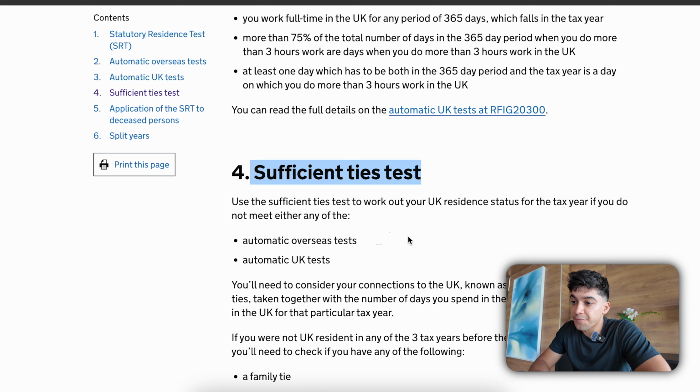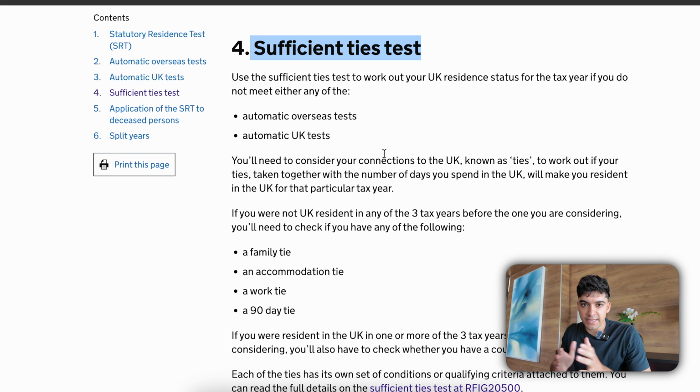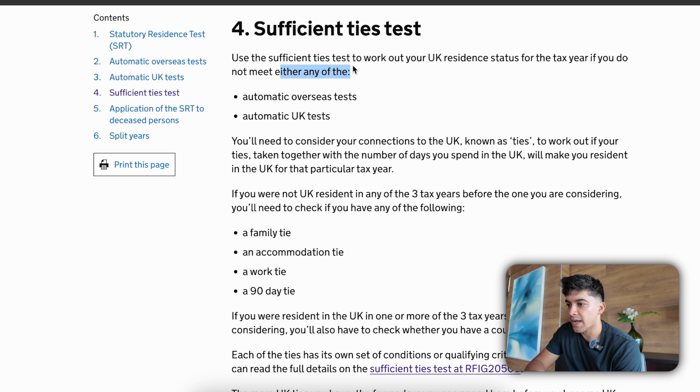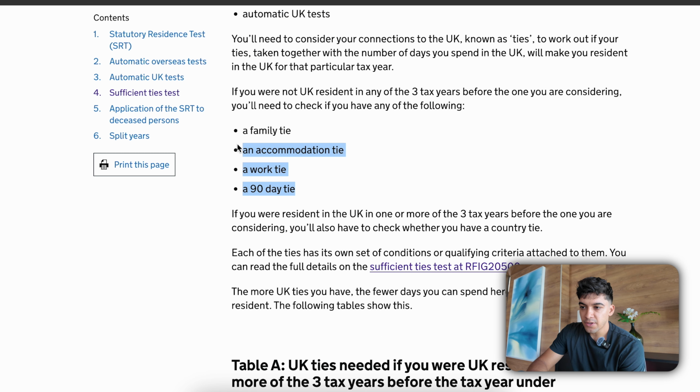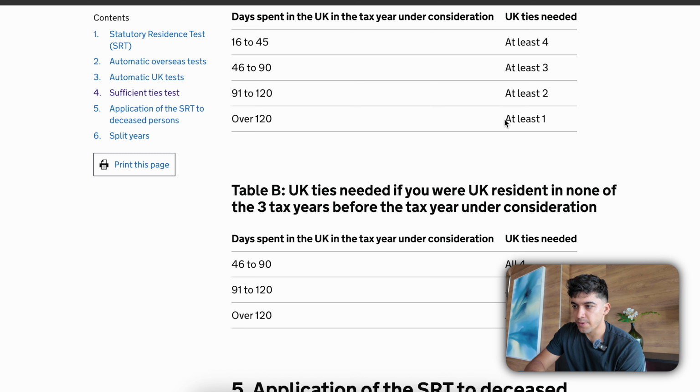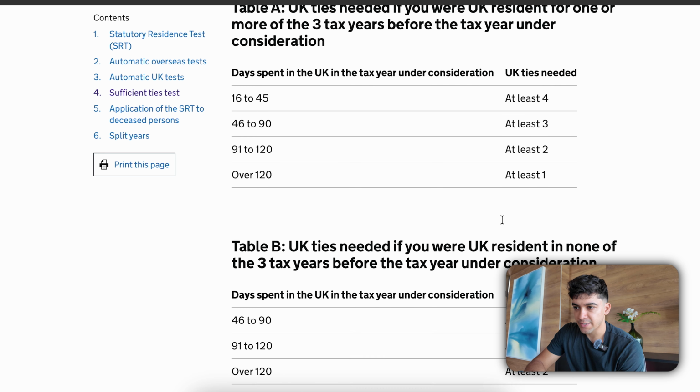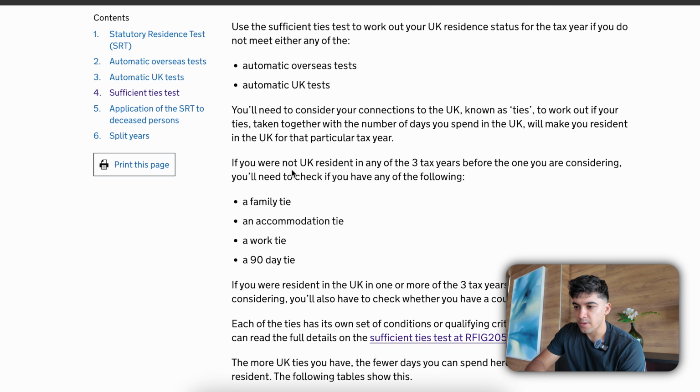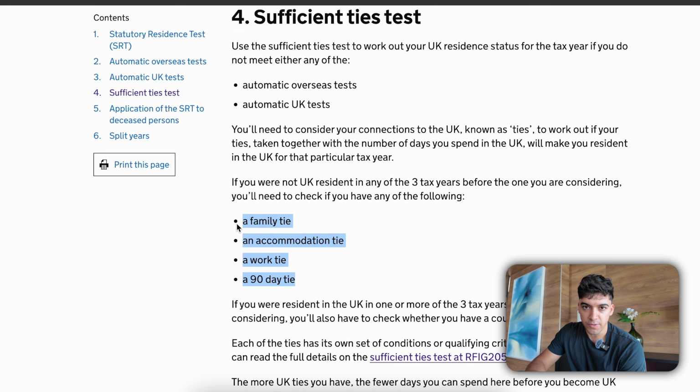Now we're going into the sufficient ties test, which is the final test that will determine whether you are or you're not a tax resident. So use this test to work out your resident status if you don't meet either of these, which you don't. And these are the tests, these are the ties that we need to take a look at. There's also a country tie, that's fine. And then this will tell you the number of ties that you need to be a tax resident. So let's go in detail to the ties, like what are these ties, what do they mean? Am I a tax resident or not?